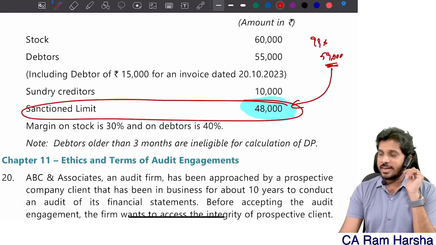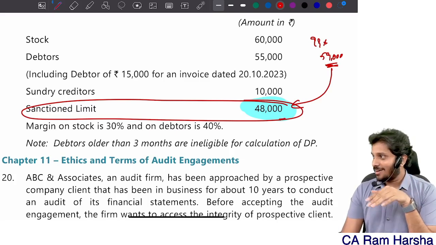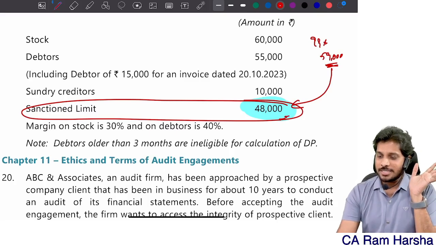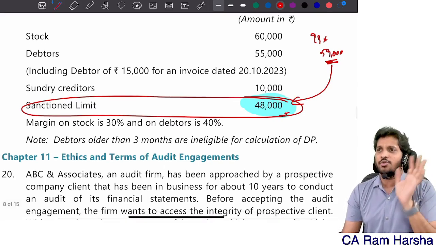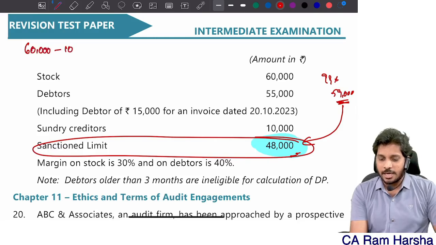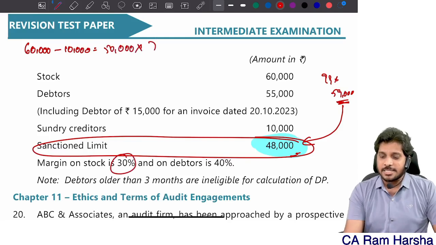I got 59 only, but when I'm seeing this answer again and again in the question, I found this observation. So the answer will be 48. So we'll see. I think, yeah, it's 59,000. How to compute? Tell me. 60,000 minus creditors 10,000 is equal to 50,000 multiplied by 70%, since with 30% margin they'll give only 70%. Yes or no?